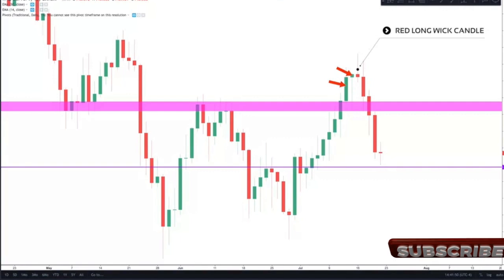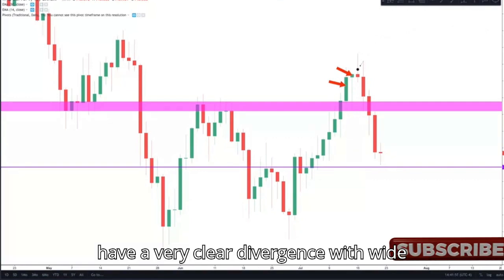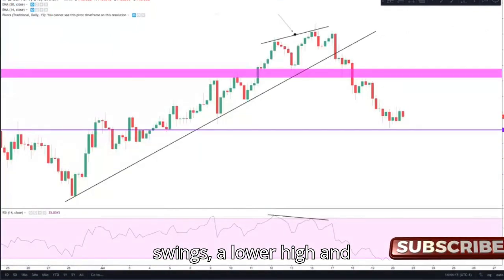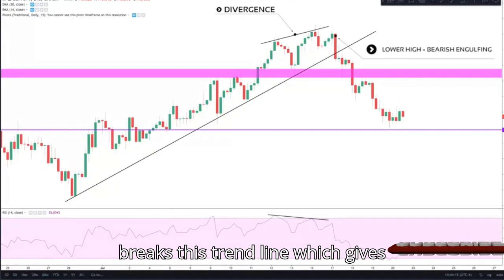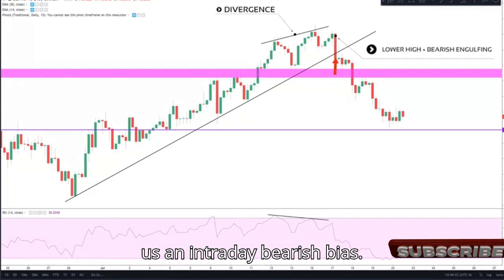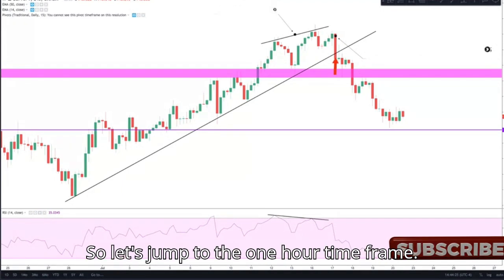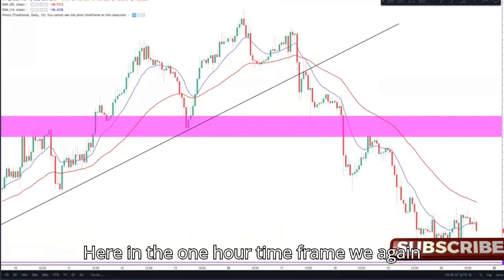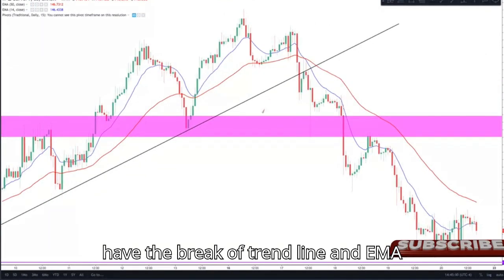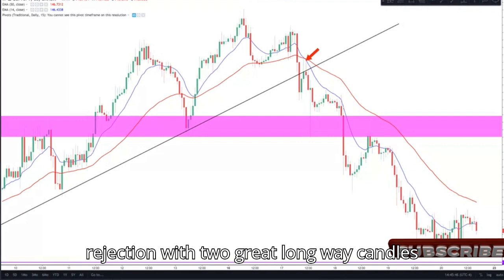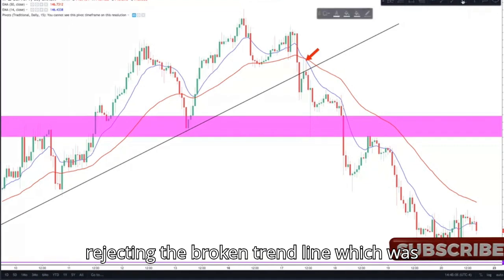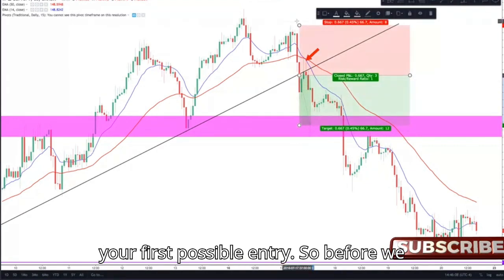So jumping to the 4-hour, we have a very clear divergence with wide swings, a lower high, and then a bearish engulfing candle that also breaks this trend line, which gives us an intraday bearish bias. So let's jump to the 1-hour time frame. Here in the 1-hour time frame, we again have the break of trend line, an EMA cross, and a picture perfect rejection with two great long wick candles rejecting the broken trend line, which was your first possible entry.